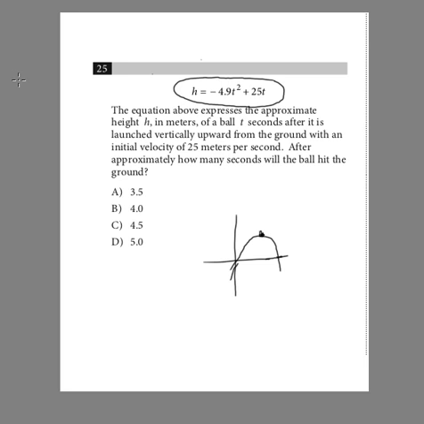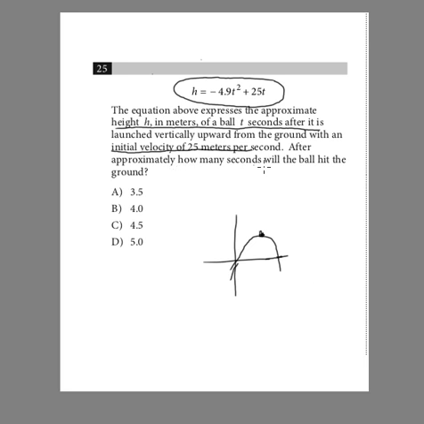So let's read the question now. It says the equation above expresses the approximate height h in meters of a ball t seconds after its launch vertically upward from the ground with an initial velocity of 25 meters per second. So let's start underlining things. This is h, height in meters of a ball, t seconds. Be careful not to cross it out. T seconds after it is launched vertically upward from the ground with an initial velocity of 25 meters per second. That's how fast it gets launched up.